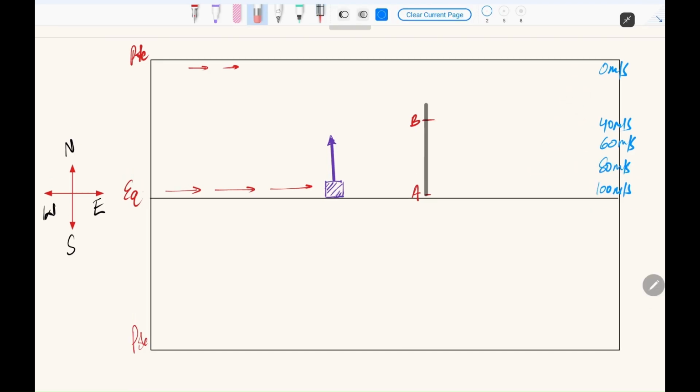Now let us assume that we have to throw an object towards the poles. This object will have an initial momentum eastward of 100 meters per second due to inertia, right? Now as this object moves in the air towards the poles, the surface beneath the object will be getting slower and slower. So what it would seem like is that the object is moving ahead of the surface beneath, and this apparent deflection is called the Coriolis effect.